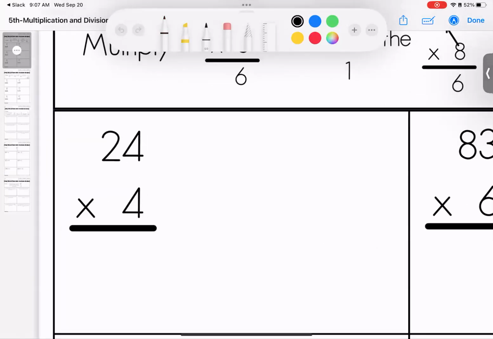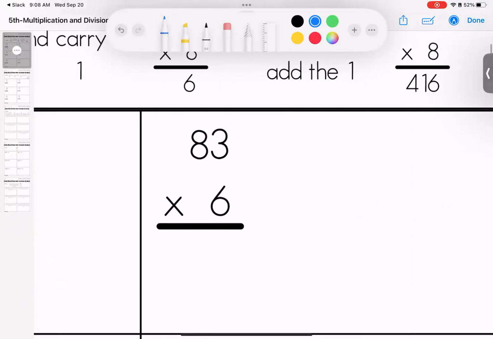All right, let's start. We have 24 times 4. We're going to do this one with the traditional setup. So 4 times 4 is 16. We're going to write down our ones place and carry our 10. 4 times 2 is 8, add 1 is 9. For this one, we're looking for 96.